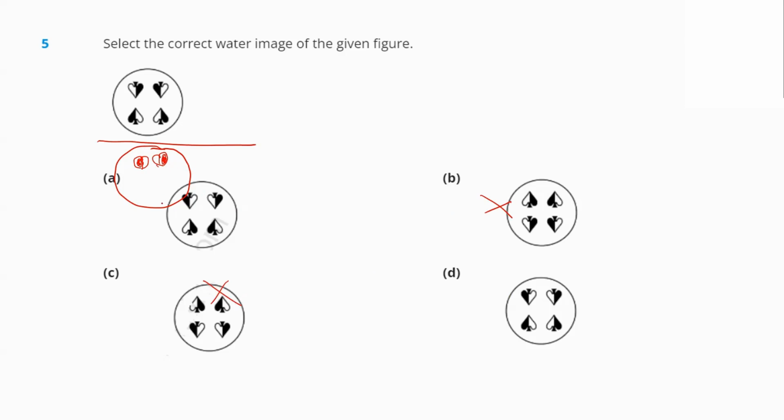Now the next one will be this way, and the sides will be this. So answer A is the correct answer. Moving on to the next question.